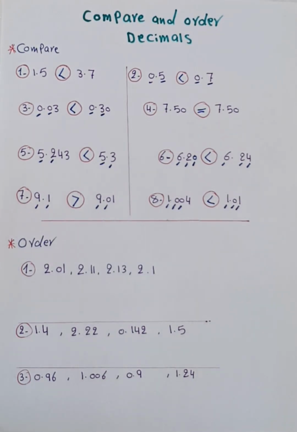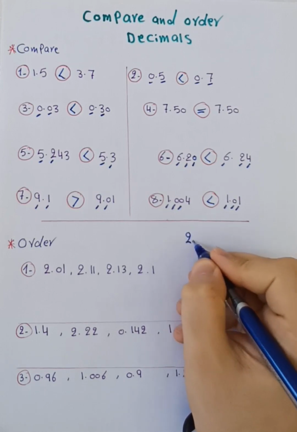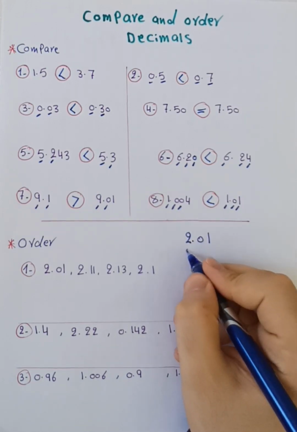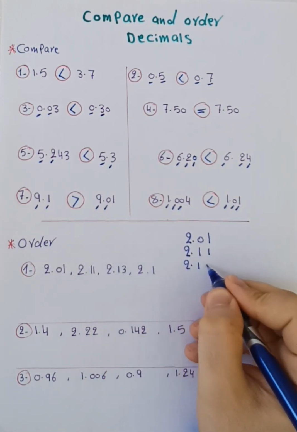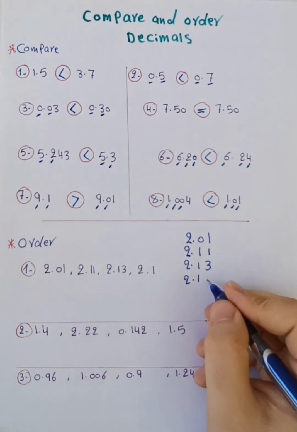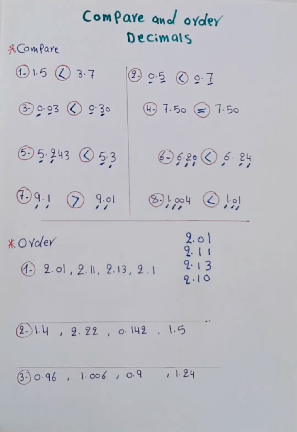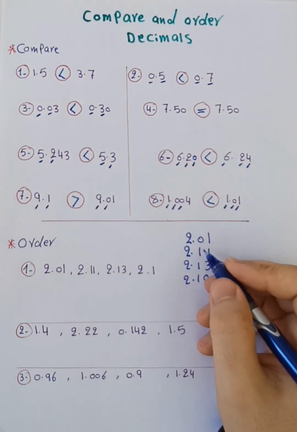The second part of this lesson, how to order decimal numbers. Example number 1, you have these decimal numbers. First, we have to make these decimal numbers equivalent. So the first number is 2.01, the second is 2.11, the third is 2.13, and the fourth one is 2.1. We have to write another 0 to make these numbers equivalent, and then we can compare one by one. The ones digit of all numbers is 2.